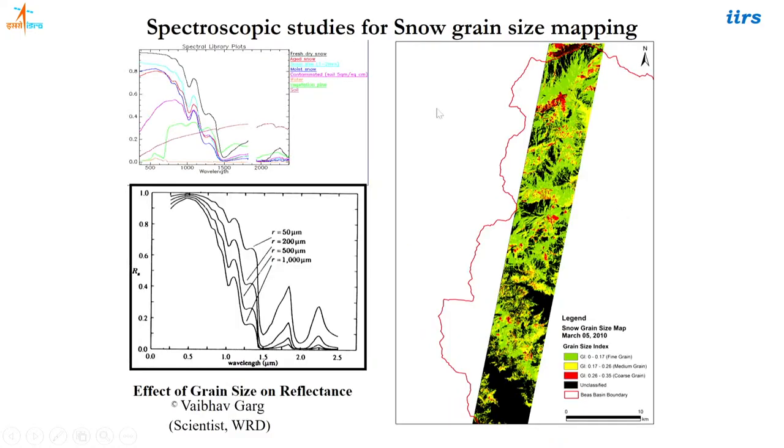Then we can go for snow grain size mapping. This is the data from the Nainital area. You can see with different grain sizes, snow reflectance is varying. Here with 50 micrometer, 200 micrometer, 500 micrometer, and 1000 micrometer, the spectral reflectance curve is varying. So fine grain, medium grain, and coarse grain snow are getting identified and mapped in this particular hyperspectral data.